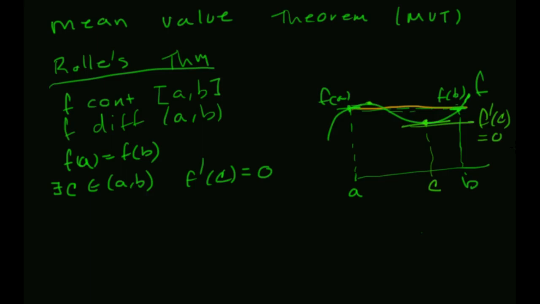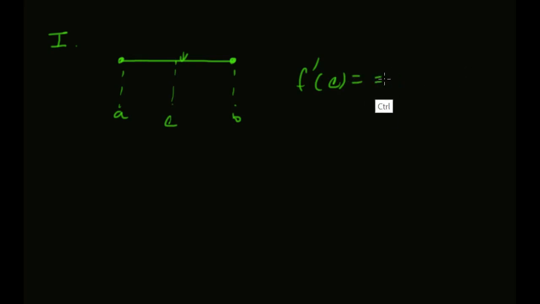We're going to prove this by cases. The trivial case is case number 1, where I just have a constant function. So here's my interval A, B. I have a constant function, and therefore f of A is equal to f of B. It's continuous, it's differentiable, and at every single point in the constant function, no matter what C I pick, f prime of C has to equal 0. So this is true for all C on AB. That's an easy case.